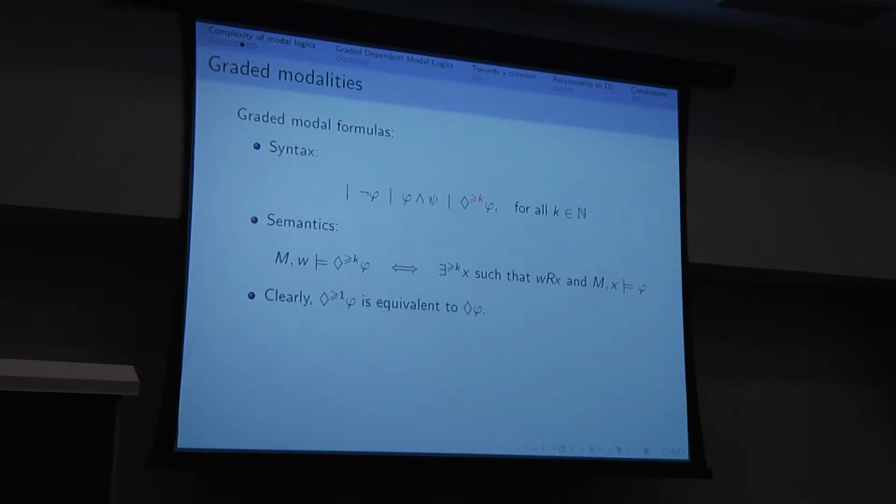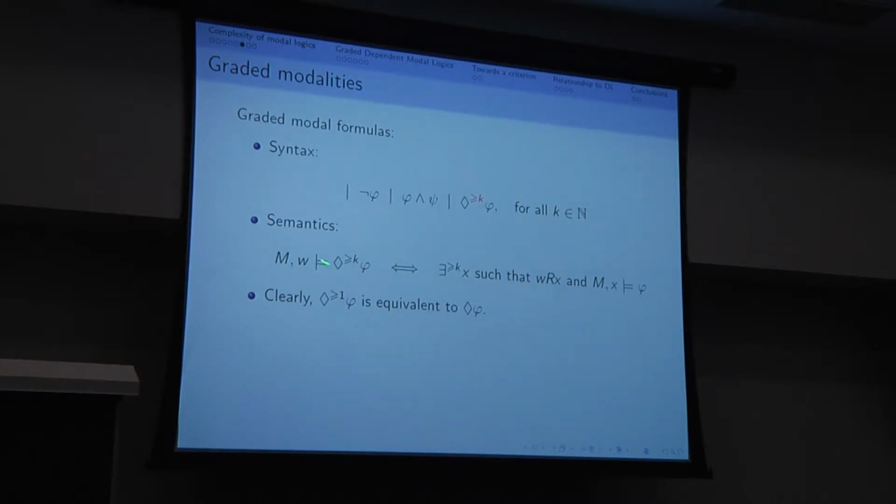What's the meaning of the existential k? What does the k mean as a label for the existential quantifier? It's a natural number, the number of successors where phi should be true. So the usual diamond means there exists a world related to the given world w where phi is true. Here we have a more expressive language. So it says there are k different.